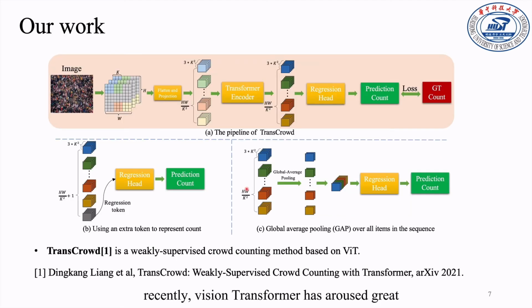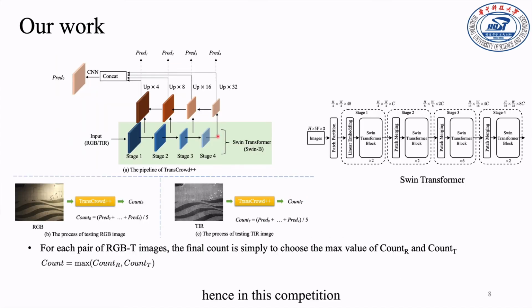Recently, Vision Transformer has aroused great interest in the whole community, and shows promising results across many vision tasks. Our recent work Transcrowd is the first to explore the transformer in the crowd counting task, establishing the perspective of sequence-to-count prediction. The Transcrowd is designed for the weakly supervised crowd counting task, which cannot be directly used in this task. Hence, in this competition, we proposed the Transcrowd++, which is based on the Swin Transformer, a recent strong backbone.